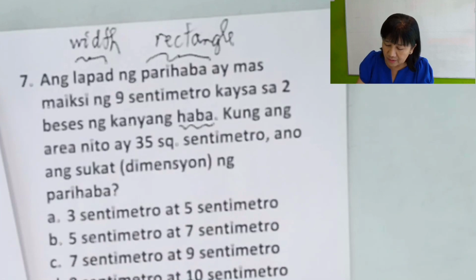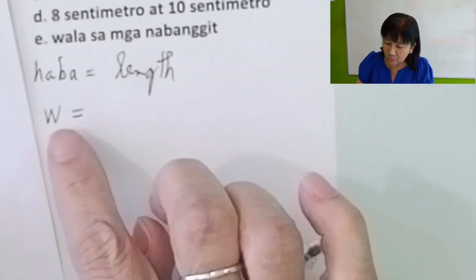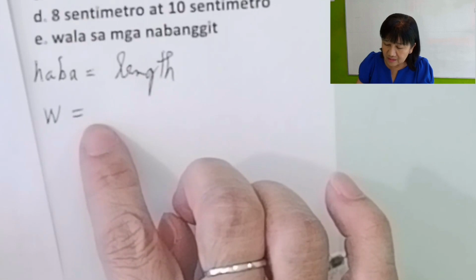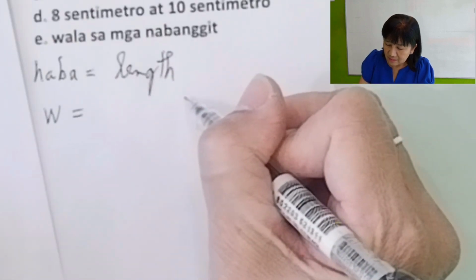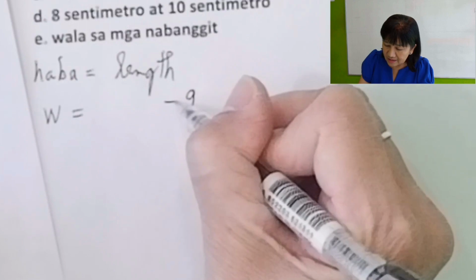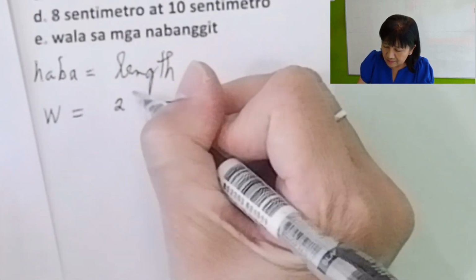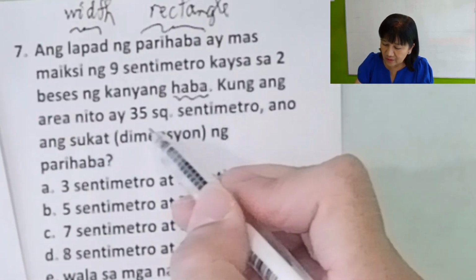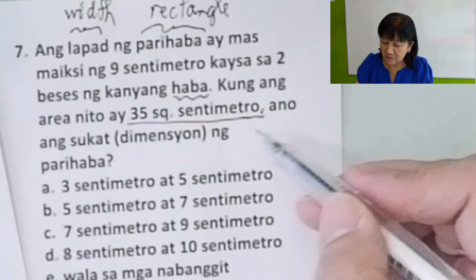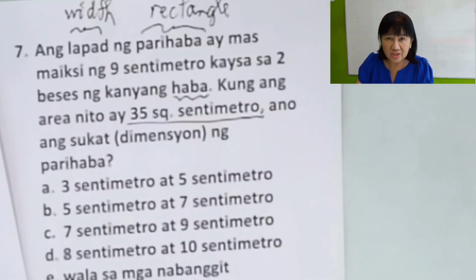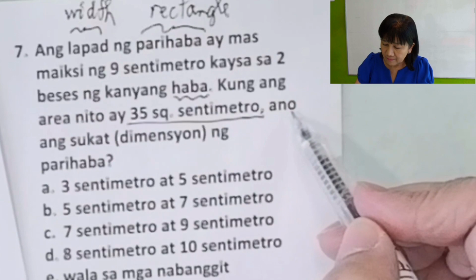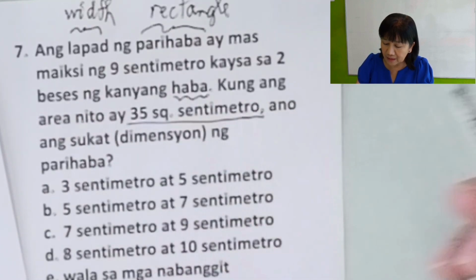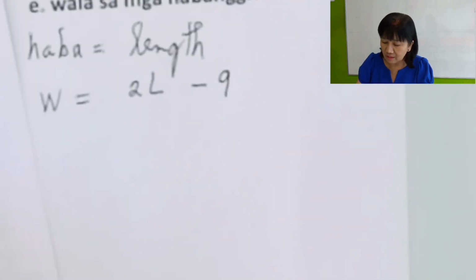So the width, let us let it be W, is 9 centimeters less than 2 times the length. Kung ang area nito ay 35 square centimeters, if the area is 35 square centimeters, ano ang sukat, dimensyon ng parihaba? What is the dimension of the rectangle?